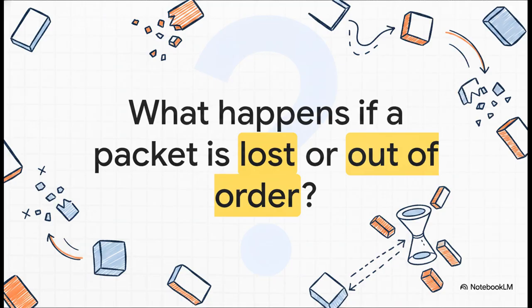Sometimes networks just get congested, and routers literally have to drop packets in the trash. Which obviously leads us to a pretty important question. What exactly happens when parts of your message inevitably go missing, get dropped, or show up totally out of order?